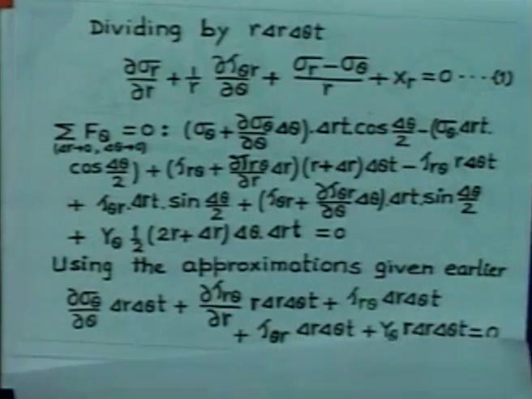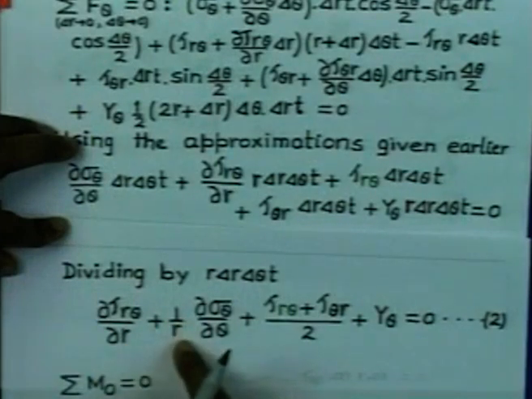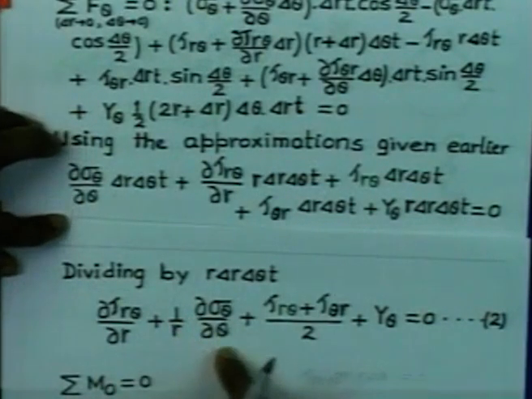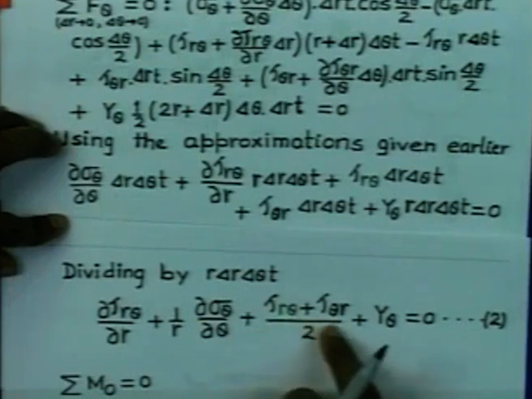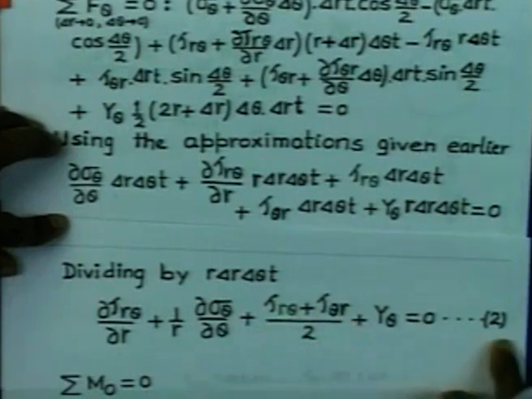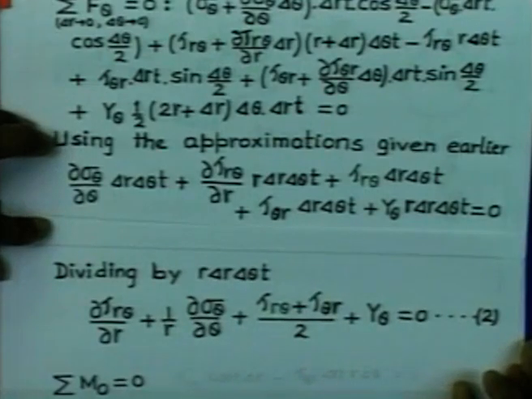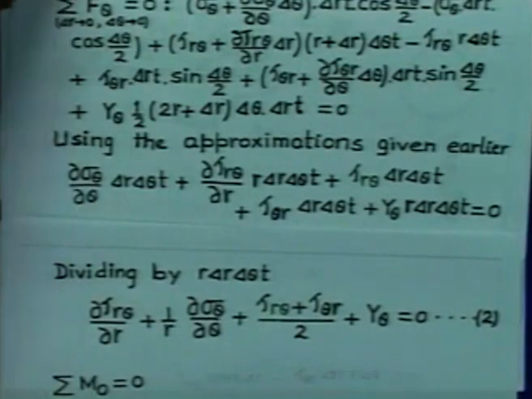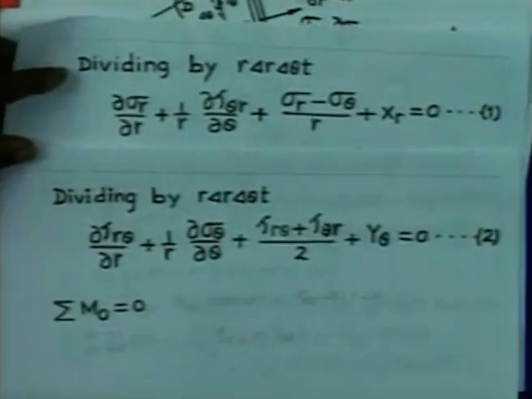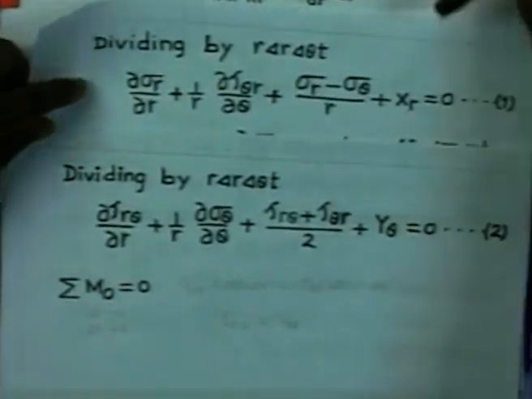Again, you can make use of the division of both sides by r delta r into delta theta into t, and that gives us delta tau r theta delta r plus 1 by r delta sigma theta plus tau r theta plus tau theta r by r plus y theta equal to 0. So, this is the equilibrium equation in the second direction. Therefore, we now have two equilibrium equations for polar coordinates.